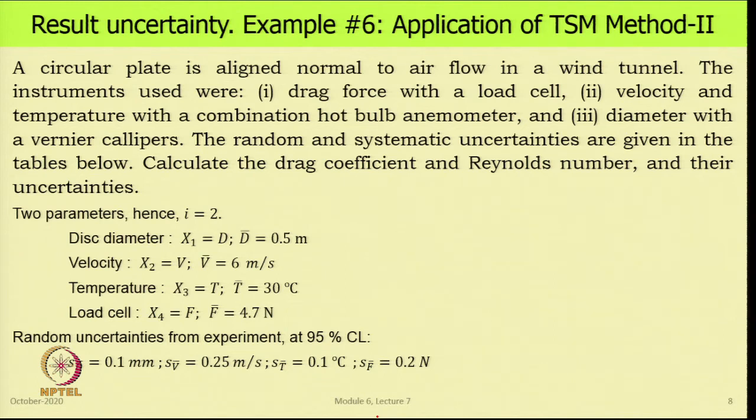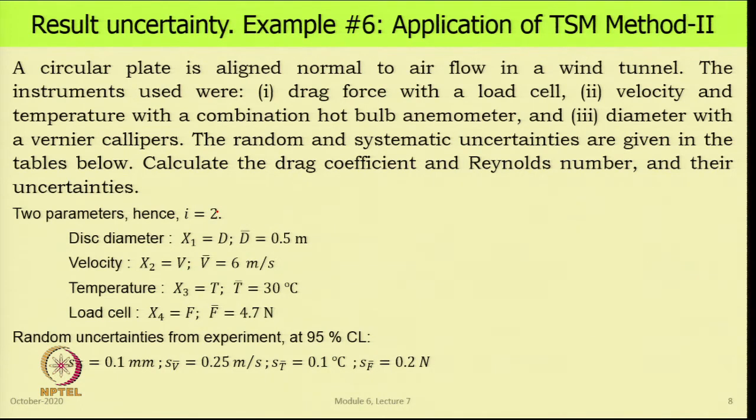A circular plate is aligned normal to airflow in a wind tunnel. The instruments used were a load cell for drag force. Velocity and temperature were measured with a combination bulb anemometer. So, this is an instrument which has a sensor which gives both velocity and temperature, and the diameter was measured with a vernier calipers. The random and systematic uncertainties are given in the tables in the information below. We have to calculate the drag coefficient and Reynolds number and their uncertainties.